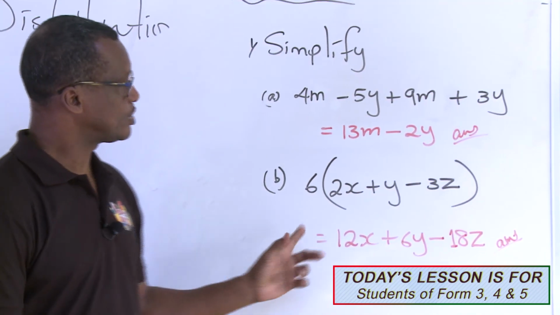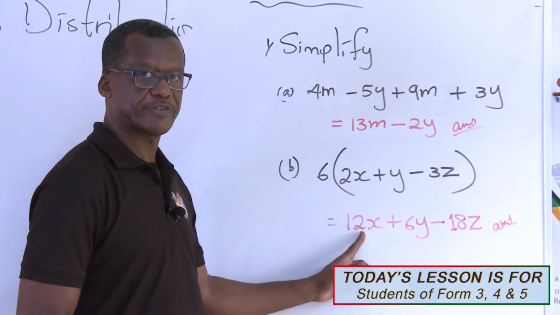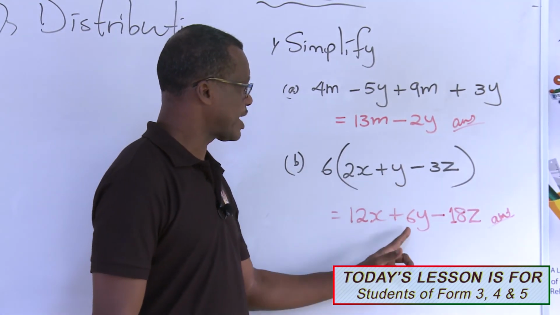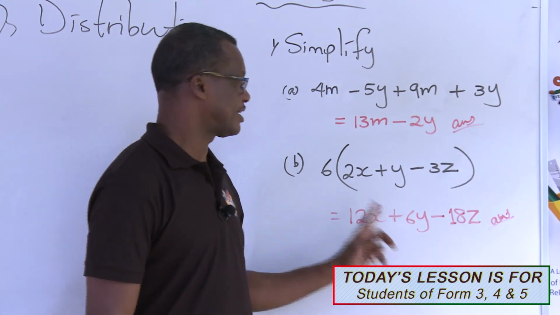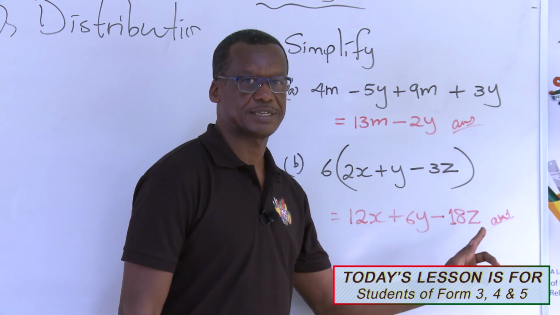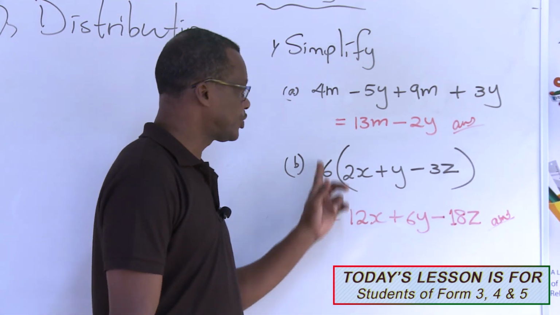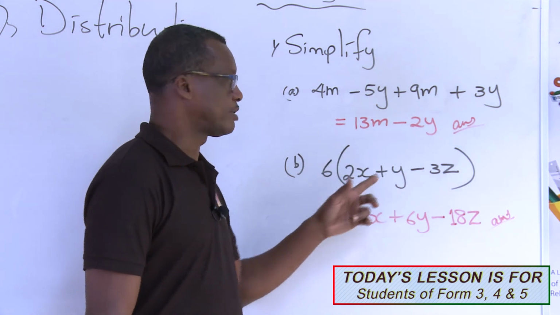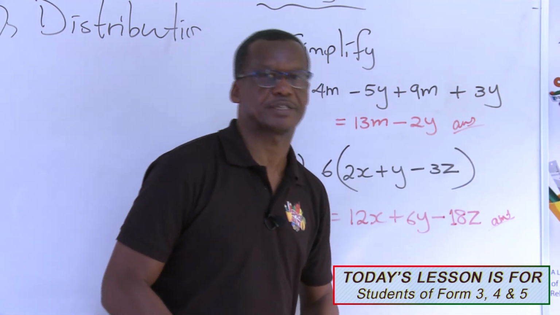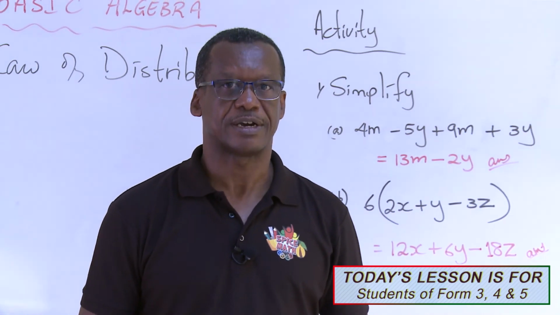Second one, we're using the law of distribution. 6 times 2x is 12x. 6 times y gives me 6y. And 6 times negative 3z gives me negative 18z. Because remember, the law of distribution expects you to distribute the multiplication throughout the entire bracket. No term should be left undone.